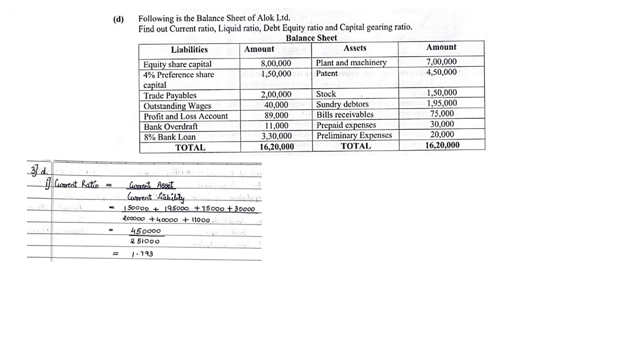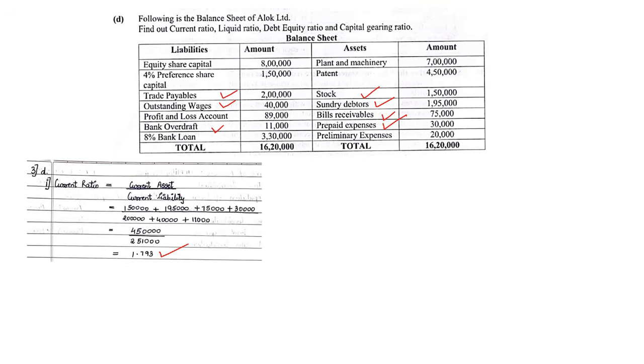So current asset, let's see what all will come. We have stock, we have debtors, we have bill receivable, we have prepaid expense. 4 things. In current liability, we have outstanding wages, trade payable and bank overdraft. So 2,40,000 and 11,000. So we add up, and when you divide, you will get your first answer as 1.793. So in this, basically, you just have to remember the formula very carefully and what comes under each heading. That is the most important part.